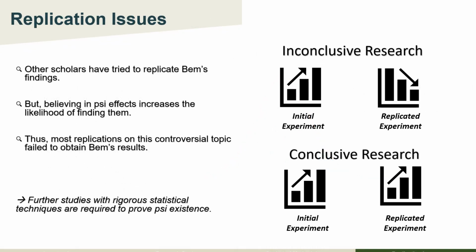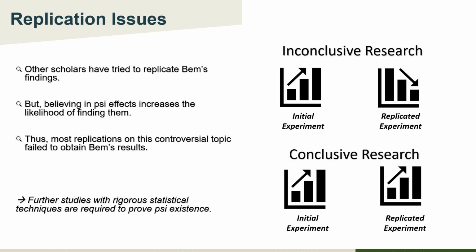Another key issue is whether Bem's findings replicate. This essential step in the scientific method is especially pressing here, given that, as Weissman and Schlitz found, whether a study finds psi depends on whether the experimenter believes in psi. Many replication studies on Bem's experiments have actually failed.